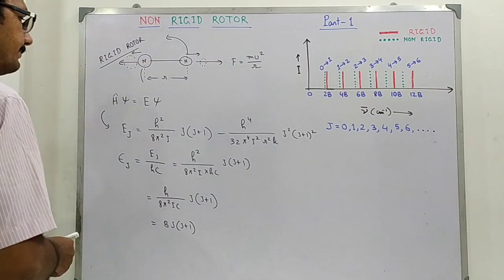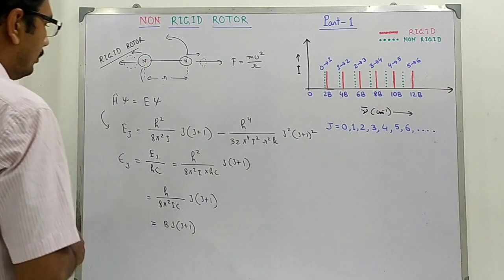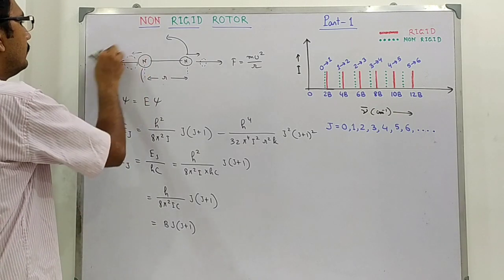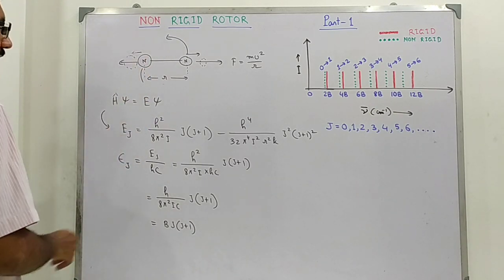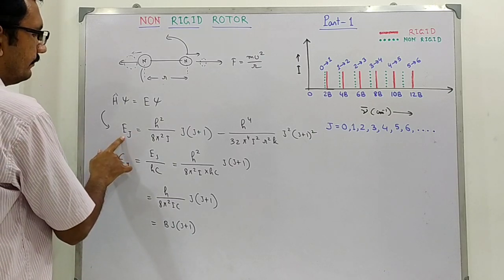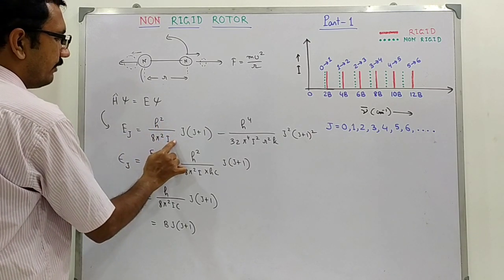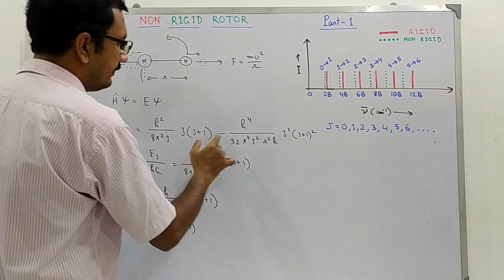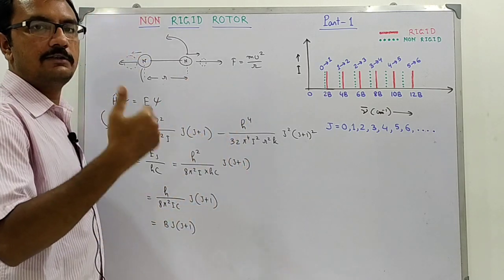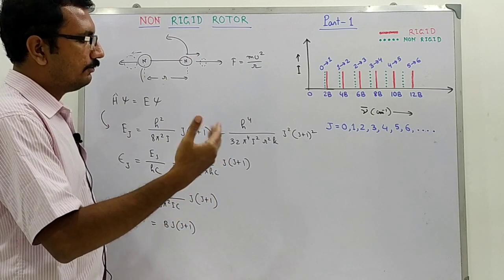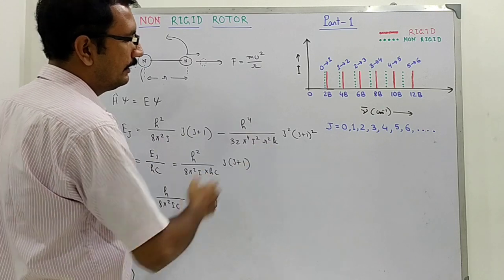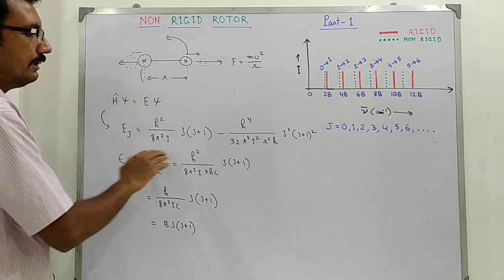We get this expression. So, we have the energy expression for the non-rigid rotor, Ej equals h square upon 8 pi square I, j into j plus 1. I have told you just now that the rotational constant is decreasing, and so the energy will fall, and that is being taken into consideration by the Schrodinger equation in this format.